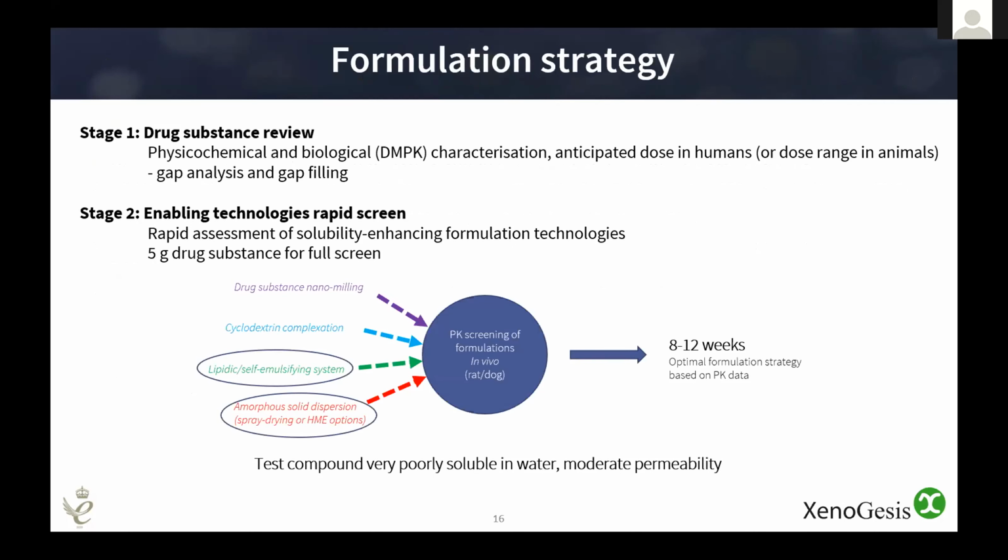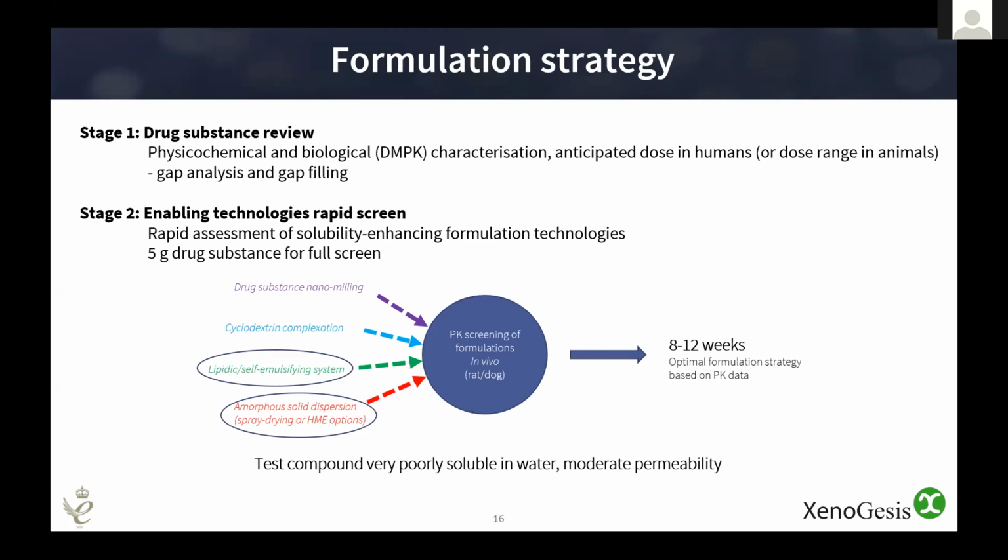We reviewed this, as I mentioned. We had a look at anticipated dose in humans and did some gap analysis. And at the time, it was with a company called Juniper Pharmaceuticals, which is now Catalent. And we did a parallel screening strategy. So we did lots of different formulations. We chose 2 in the end, the 2 circled there.